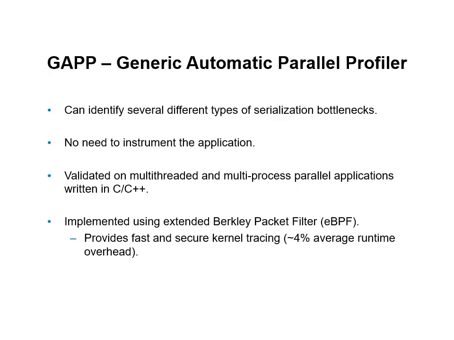We present GAPP, a lightweight profiler that can identify several different types of serialization bottlenecks. It doesn't require applications to be instrumented and has been validated on both multi-threaded and multiprocess applications in C or C++. It is implemented using extended Berkeley Packet Filter, which provides fast and secure kernel tracing. The next few slides will discuss the underlying design principle of GAPP.